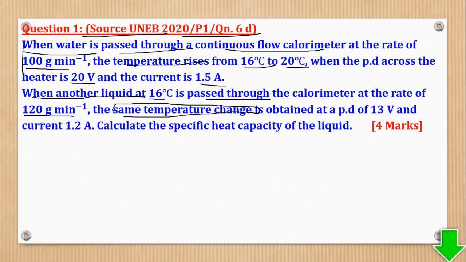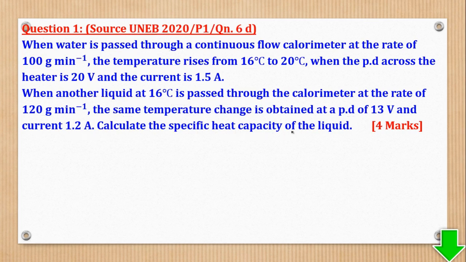So this is the condition for continuous flow. Temperature change has to be the same. It is obtained at a PD of 13 volt and current of 1.2 ampere. Calculate the specific heat capacity of the liquid. As long as you see the words continuous flow, just know that there will be simultaneous equations.